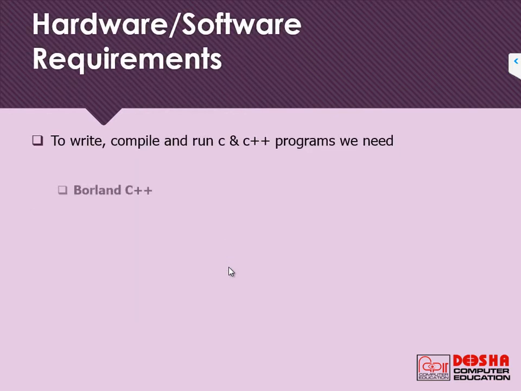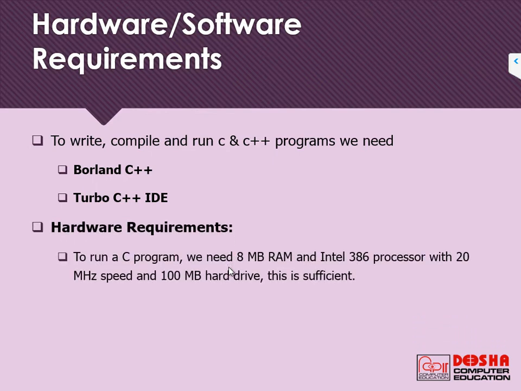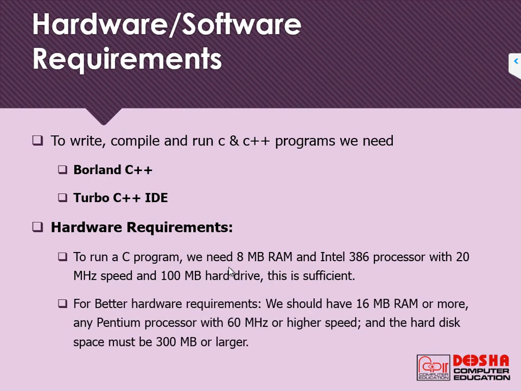Now, what are the hardware and software requirements? To write, compile and run C and C++ programs, we need some editors like Borland C++ or Turbo C++ IDE. There are many editors, and we have to use some kind of editor. To run a C program, we need at least 8 MB RAM, at least an Intel 386 computer with 10 to 20 megahertz speed, and a minimum 100 MB hard drive. That is sufficient. For better hardware, we can have more memory, a faster processor, and a higher capacity hard disk.